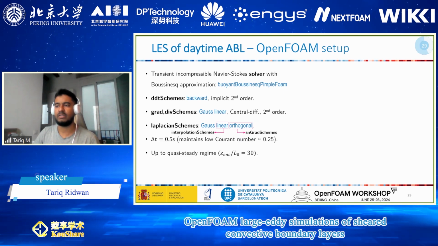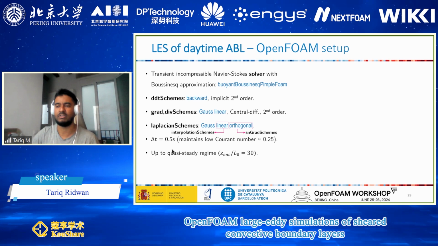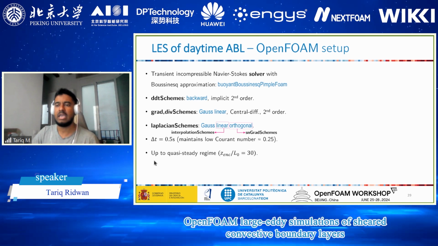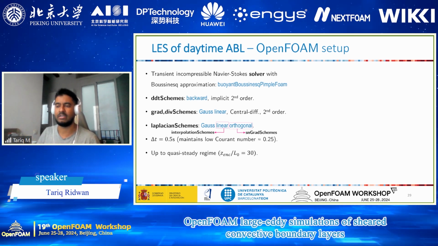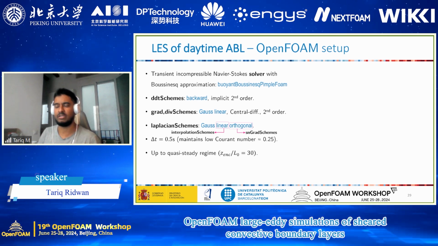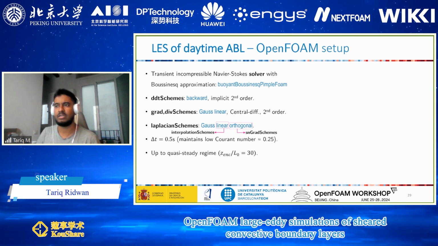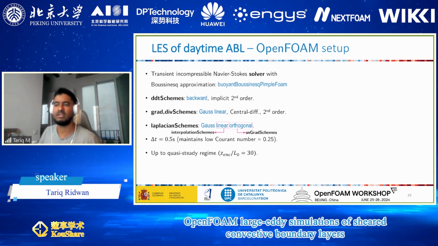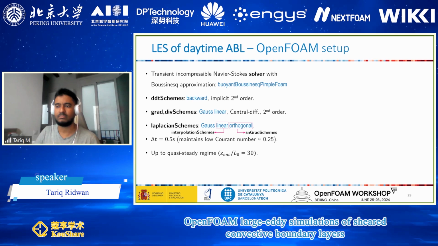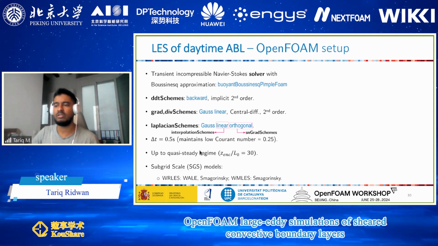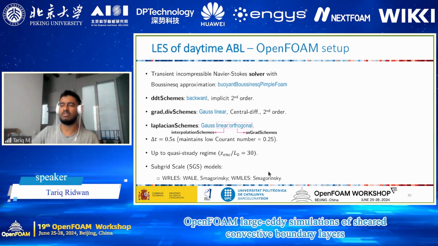And for LES, we need to maintain a low Courant number, so it was maintained at 0.25 throughout the simulation with a time step size of 0.5 second. It was run up to the quasi-steady regime, which means that as we are simulating the midday condition over land, the boundary layer has to be simulated where the important flow parameters do not evolve in a time scale much larger than the eddy turnover time of the large energy-containing motions. The subgrid scale models tried were WALE and Smagorinsky for wall-resolved LES and Smagorinsky for wall-modeled LES.